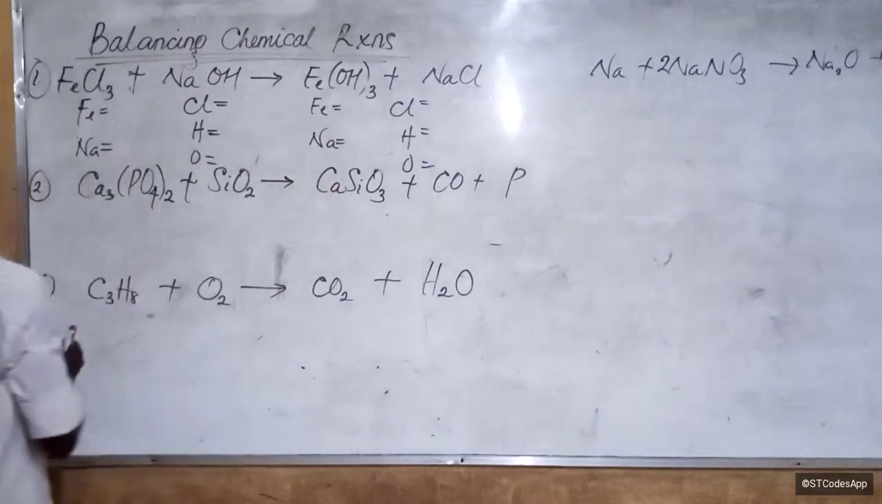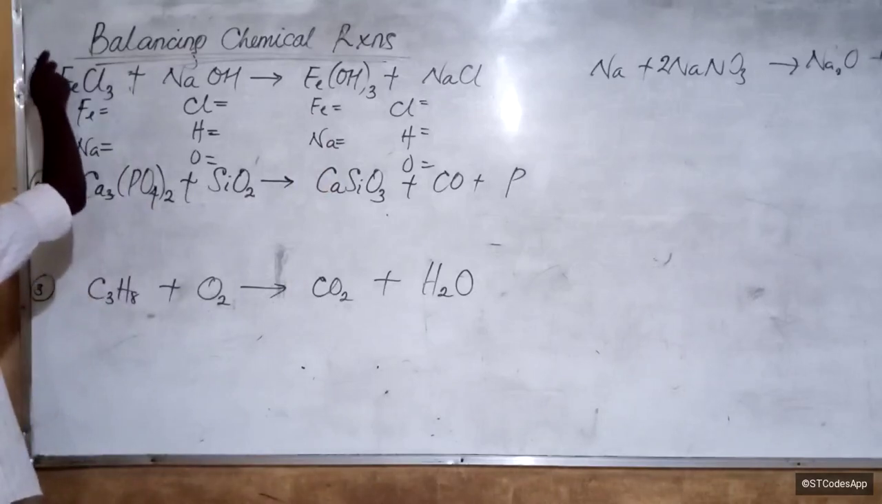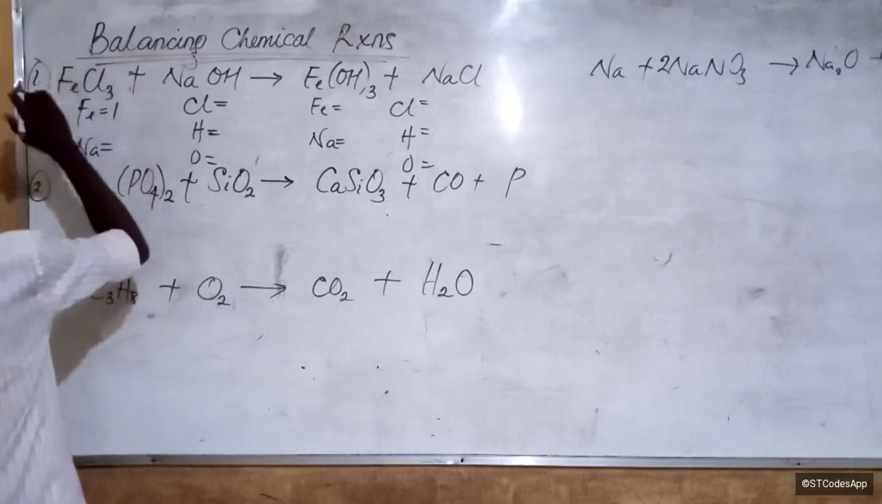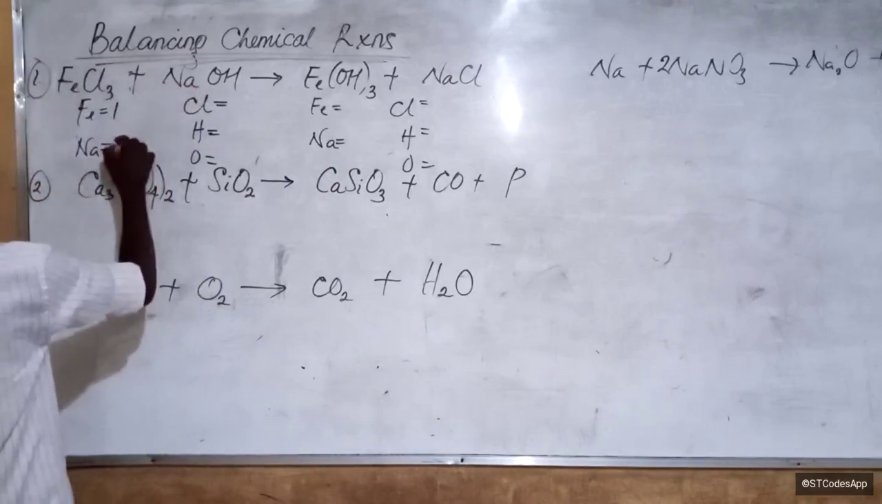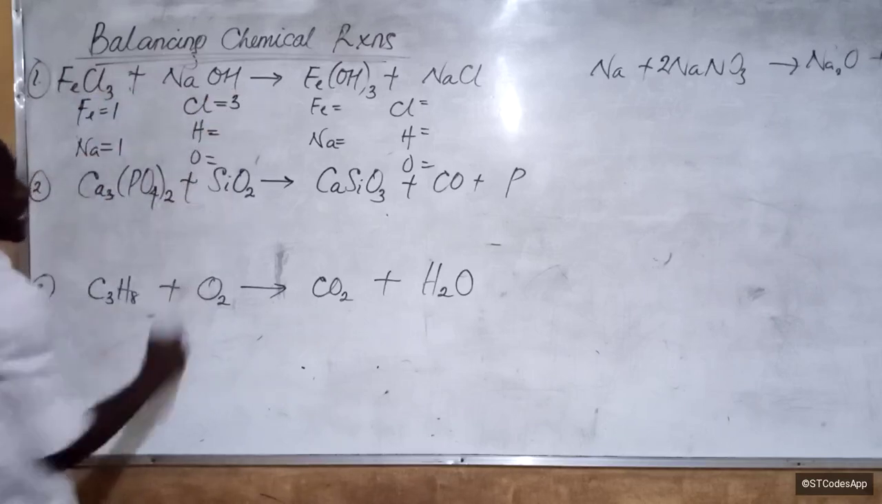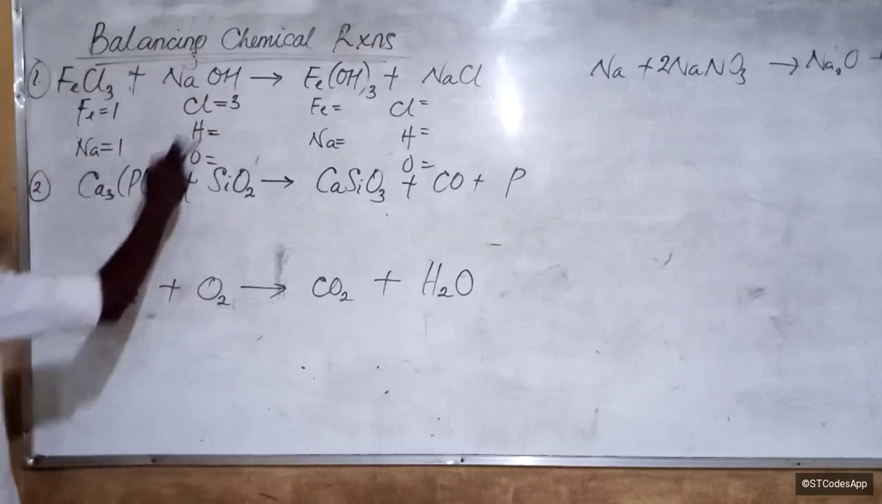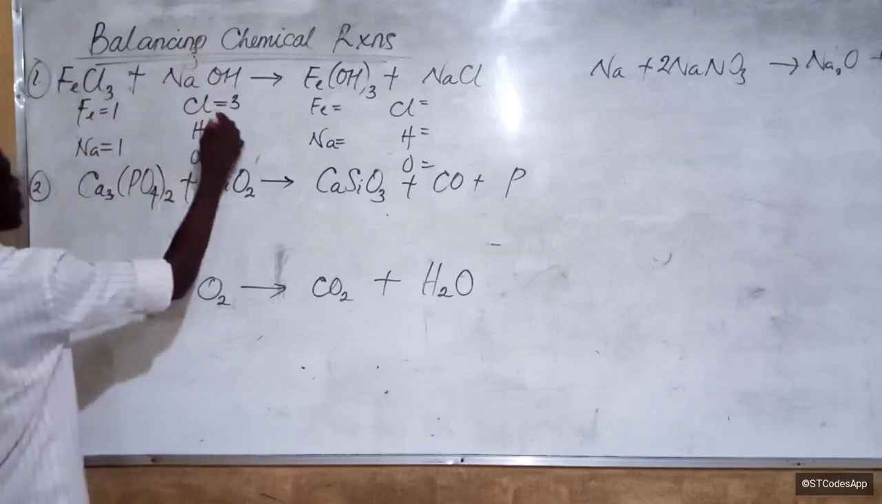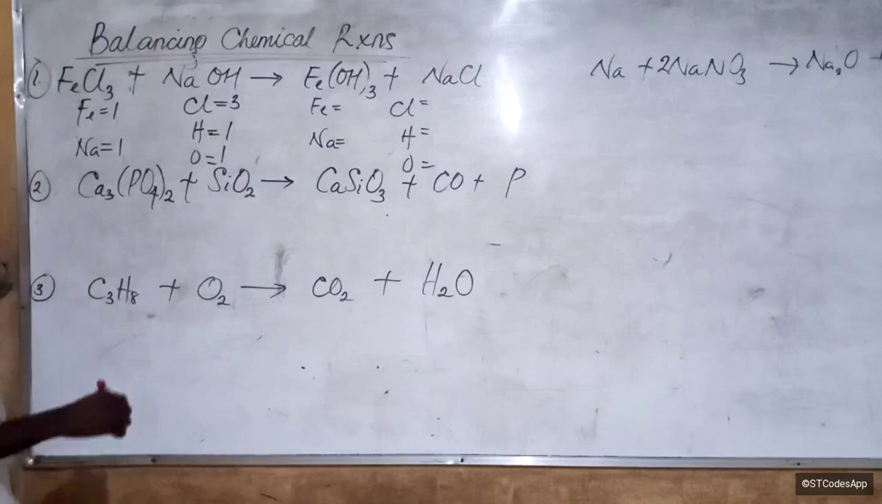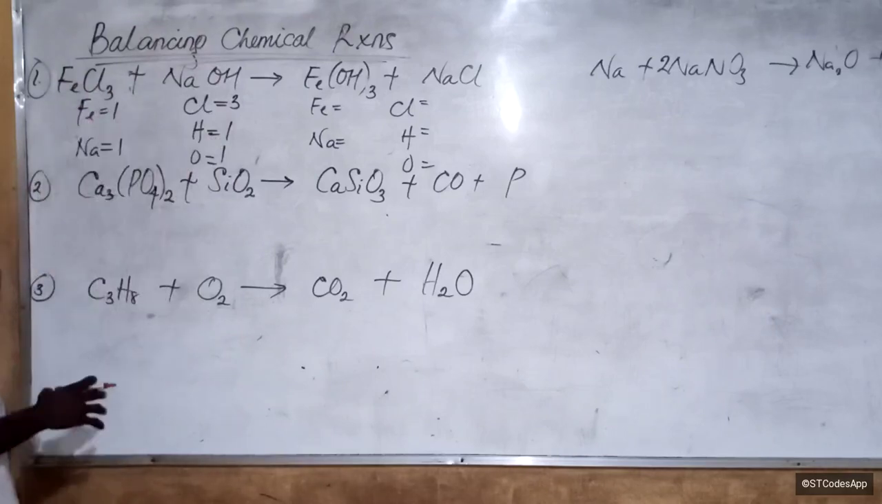Is that okay? So here now, what do we do? How many Fe do we have in the entire backward reaction? 1 Fe. Na, 1. Cl, how many do we have? 3. Hydrogen, how many do we have? No hydrogen here, 1 hydrogen here. Oxygen, how many do we have? Just 1 here. Is that okay? So I think we are done with all of that.